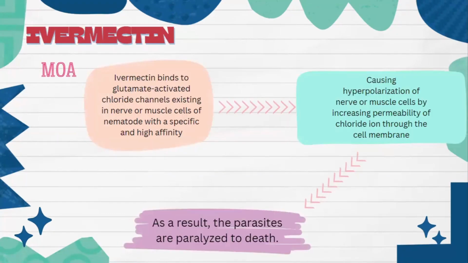Then the next drug is ivermectin. So the main mechanism of ivermectin is that it binds to glutamate activated chloride channel, which leads to the influx of chloride ion, causing hyperpolarization. As a result, the parasites are led to paralysis and finally death occurs. So what happens here is that it disturbs the GABA mediated central nervous system of the worm and the neurosynaptic transmission. Due to influx of chloride, the hyperpolarization of the worm occurs, leads to paralysis of the worm and finally death.